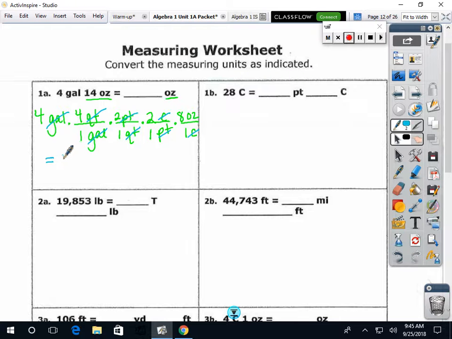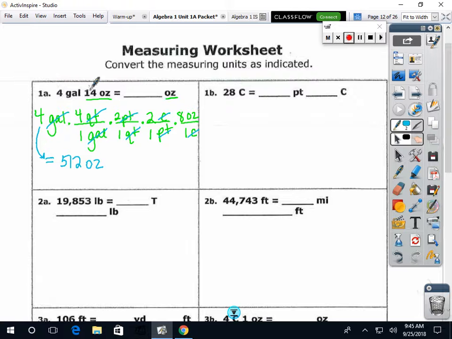What do you get when you multiply all those numerators? 512. And then the denominator would just be 1, so you don't have to worry about it. But remember, this is 4 gallons converted to ounces. So 4 gallons equals 512 ounces.